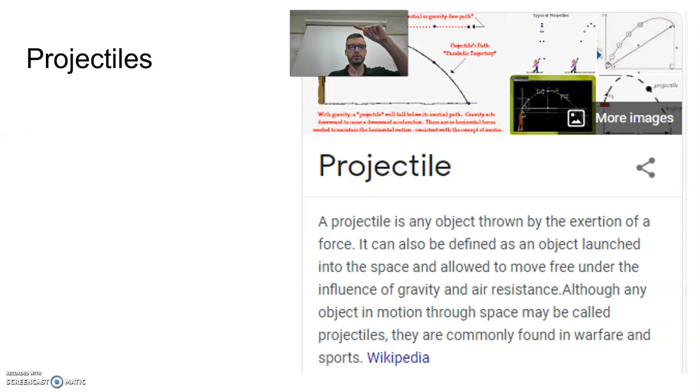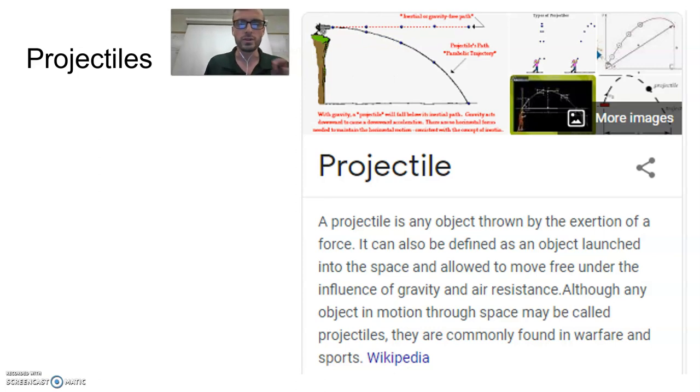Okay, and projectile here is defined as an object thrown by the exertion of a force. It can also be defined as an object launched into space and allowed to move free under the influence of gravity and air resistance. Now, we're going to always ignore air resistance. Why? Because we don't have the math skills to handle it, and because oftentimes for a dense and small enough object, it's negligible. So our definition of projectile is something that flies through the air under the influence only of the force of gravity.